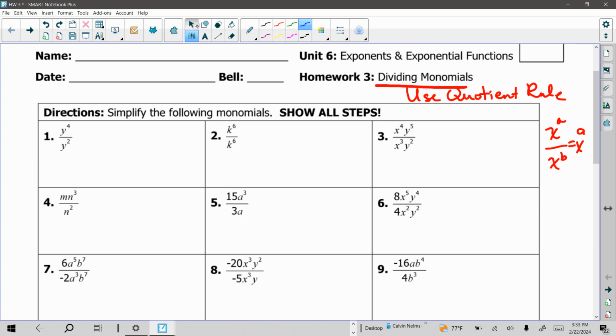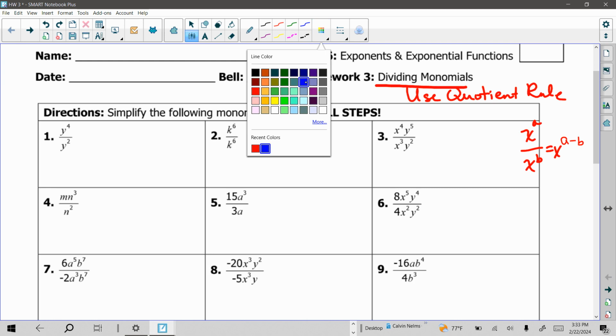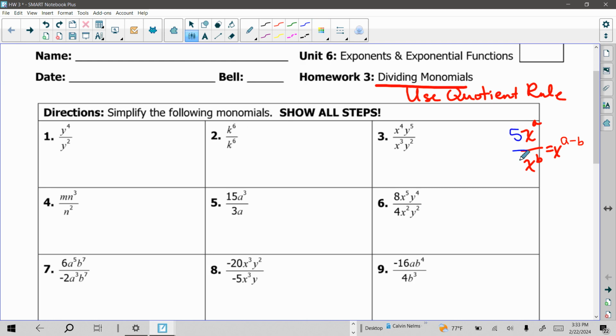I ran out of room, so I'm going to move this over. So this would be really x to the a minus b, okay? And if we have numbers, coefficients, so for example, let's say we have a 5 in front of this, and then we had a 2 here, we just divide them like normal. Well, that can't be divided. Let's make this 15 and make this a 3. So then this will make this a 5 in front of here.